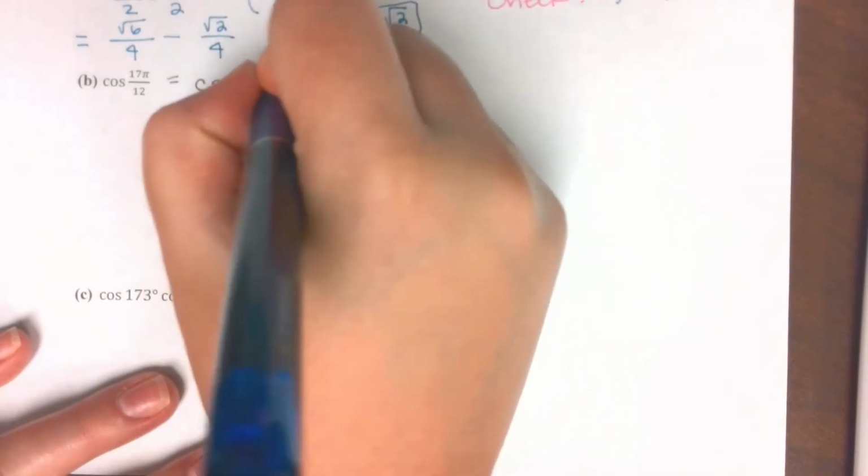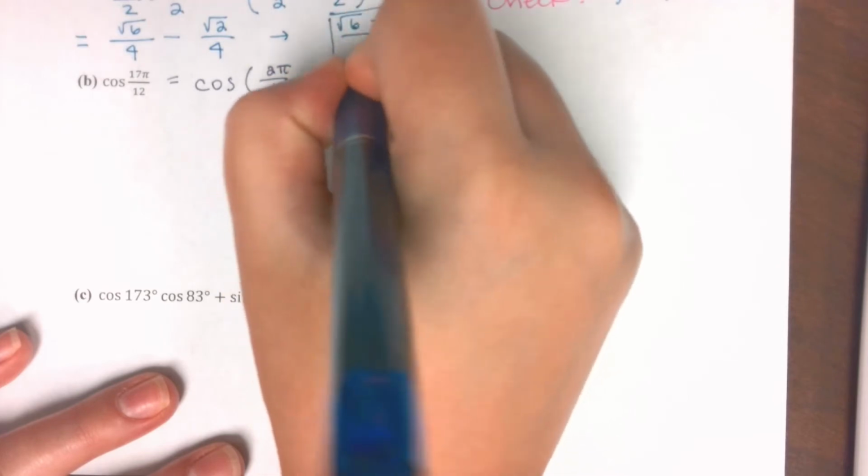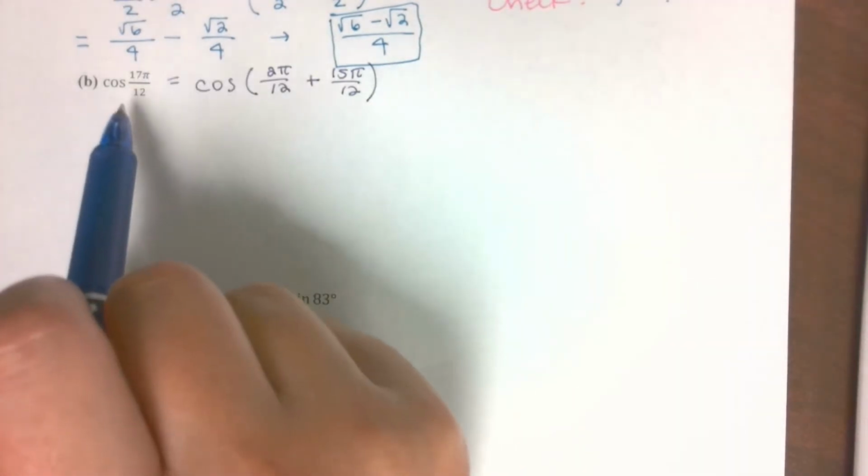So we're going to write this as cosine of 2 pi over 12 plus 15 pi over 12. Make sure I add those back together. I do get 17 pi over 12.